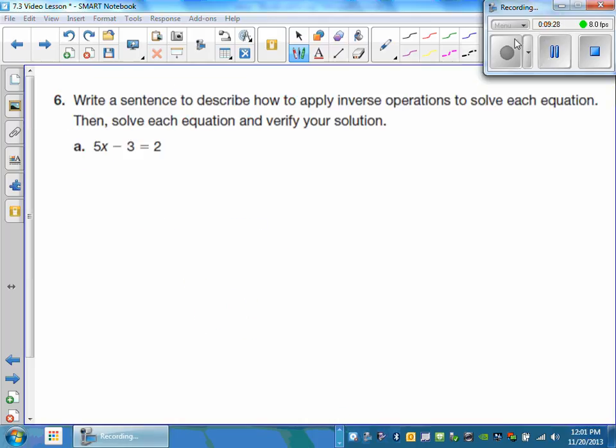If you need more help with two-step equations, you can watch this part. If not, you can skip through it. So again, you're going to complete pages 360 and 361 and then press play.